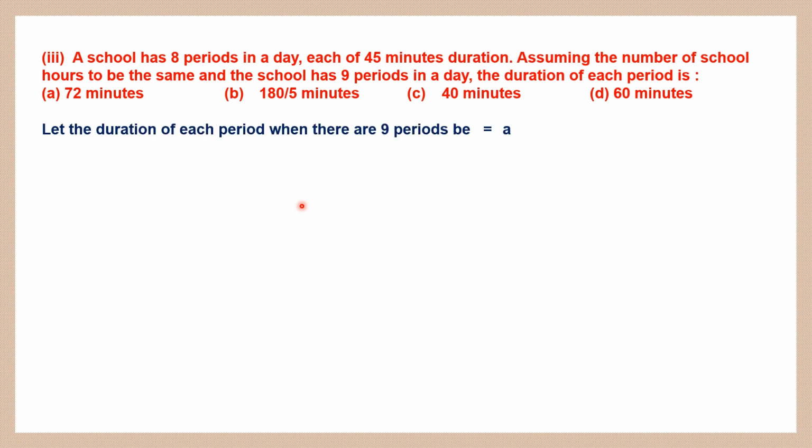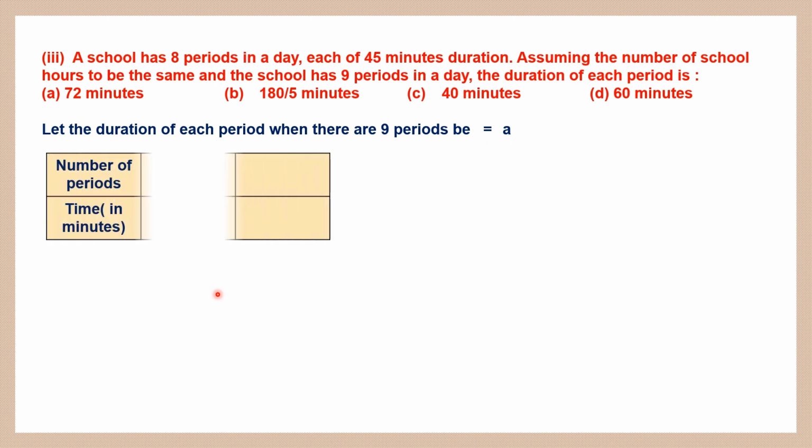Now we have been asked to find the duration of each period. So let's begin by saying, let the duration of each period when there are 9 periods be A. Then we need to make our table. So first is 8 periods. So first column here is number of periods. 45 minutes, so time in minutes. So let's write 8 periods. When the number of periods is 8, the duration of each period is 45. Now when the number of periods is 9, we know that the duration is going to reduce, isn't it? Because we need to accommodate 9 periods, so it's going to be less than 45. So this is a case of inverse variation.